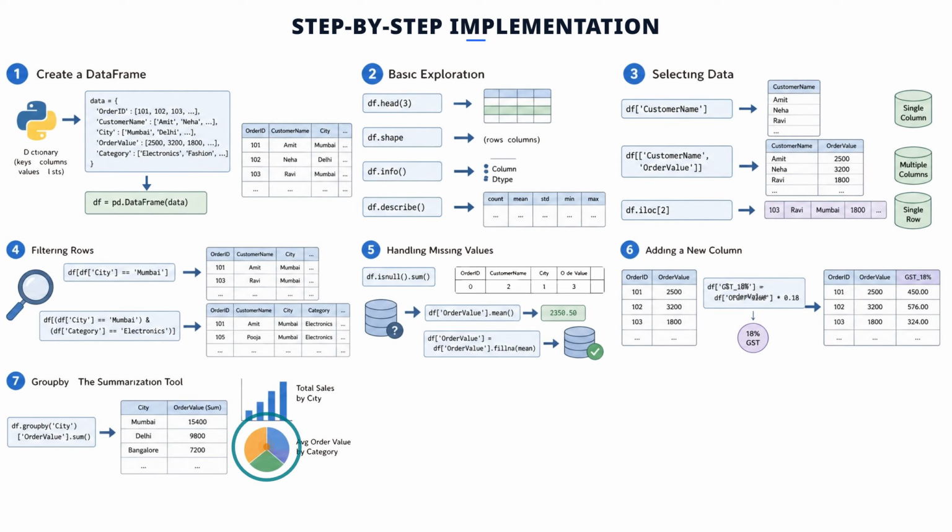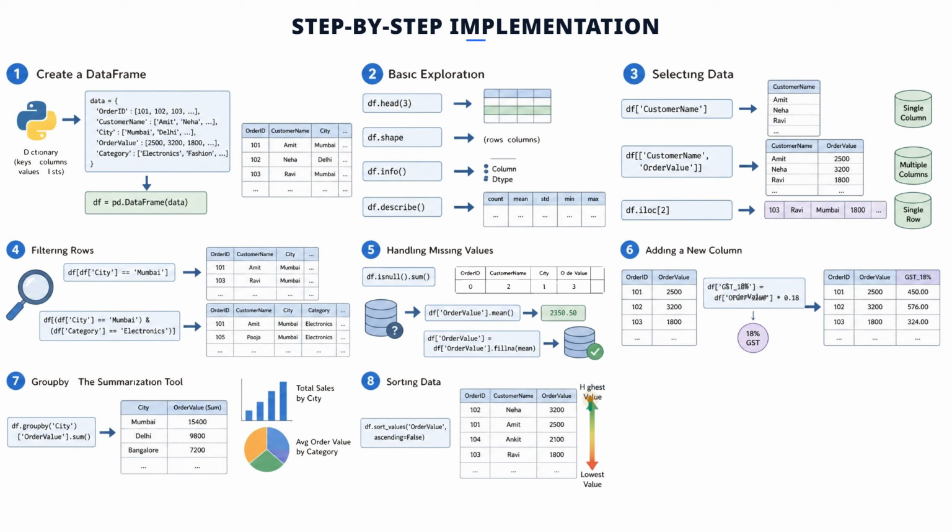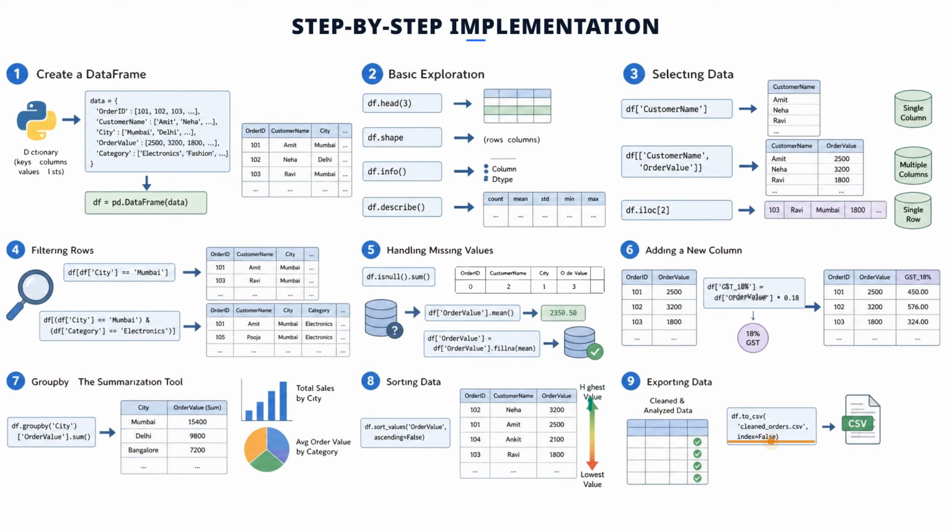To make those summaries readable, you use sorting data. Calling sort_values with ascending equal to False organizes your list so that the highest values appear right at the top. Finally, after all this cleaning and analyzing, you need to save your results by exporting data. The to_csv command takes your finished table and saves it as a new file, which can easily be opened as a CSV or shared as an Excel file with your colleagues. By mastering these 9 steps, you build a complete pipeline that transforms scattered information into actionable insights.